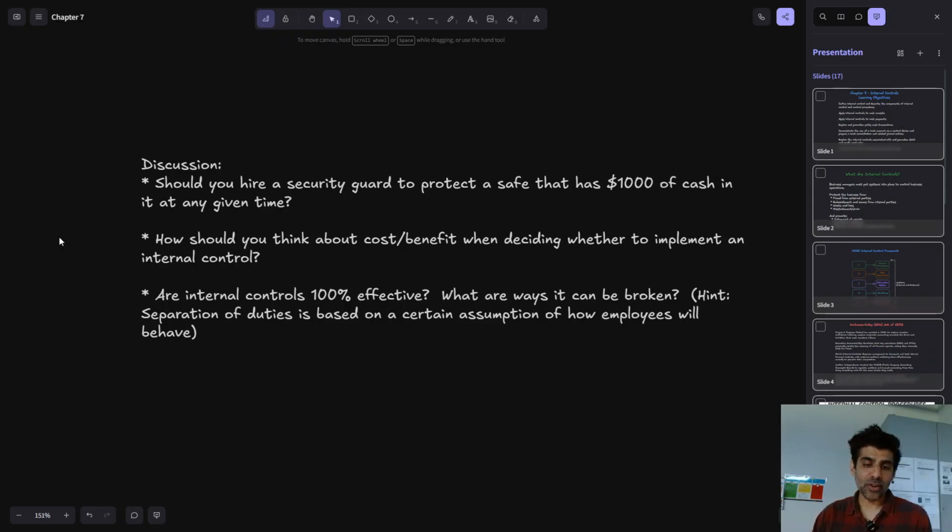So again, this is to the second point. How should you think about cost benefit? Really, you have to do a risk assessment. This is the point of the risk assessment: to see what the exposures are. In order to do a cost benefit, you need to know what the benefit is. The costs are easy. We can just call some security companies and see how much it costs to hire a security guard. But we also need to determine what the benefit is. Sometimes the costs are harder, like to implement a new information system or something.